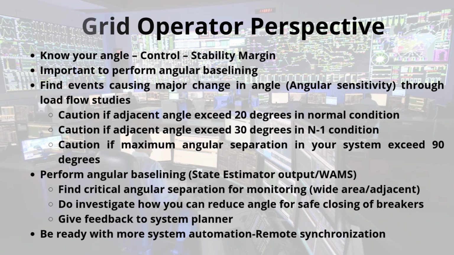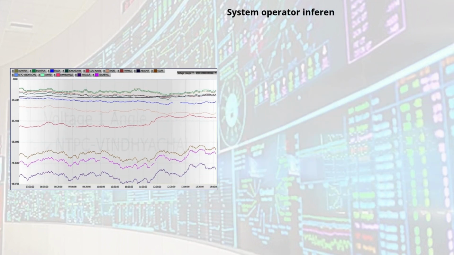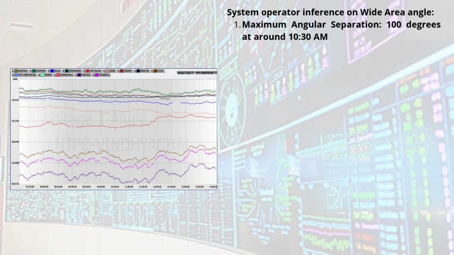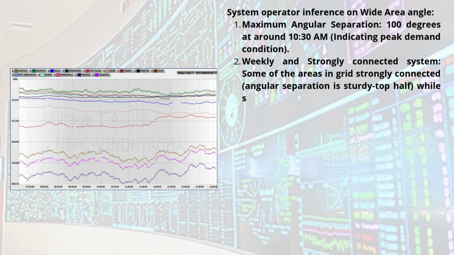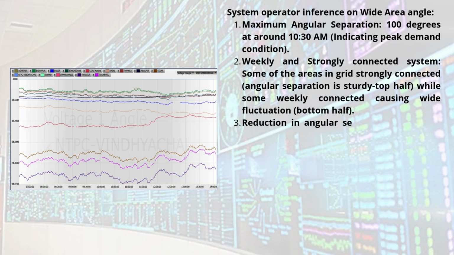And those wide area angles, they're interpreting that data constantly. All the time. What does it mean if the maximum separation hits 100 degrees during peak load? Okay, that probably indicates stress. Maybe some areas are weakly connected. They learn to recognize signatures. What does a drop in a certain wide area angle mean? Maybe less power is flowing, or maybe voltage is improved somewhere.